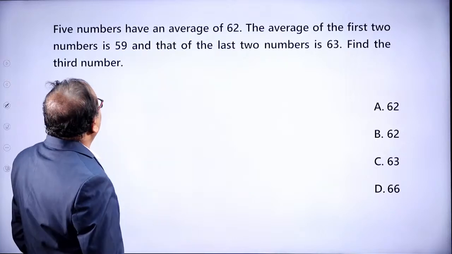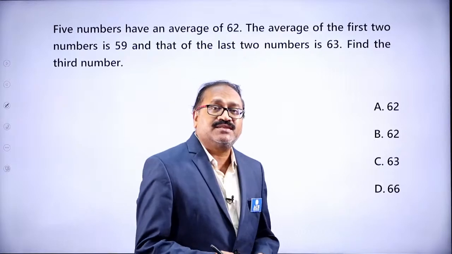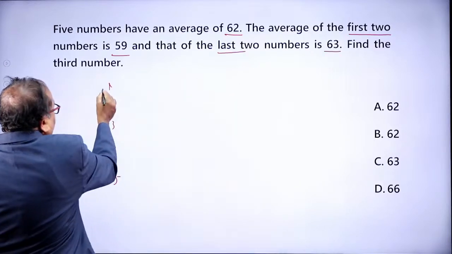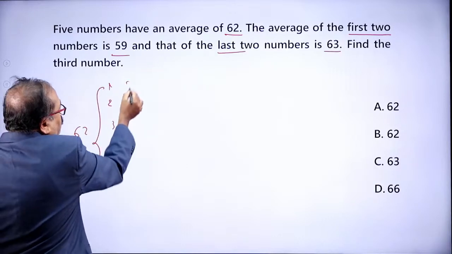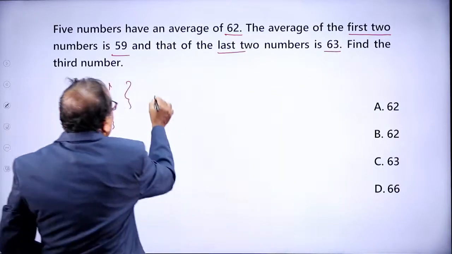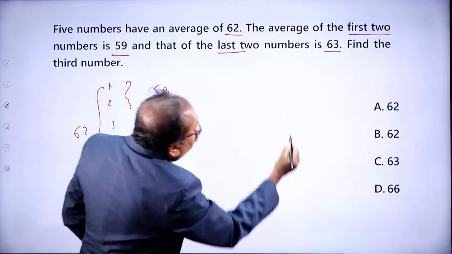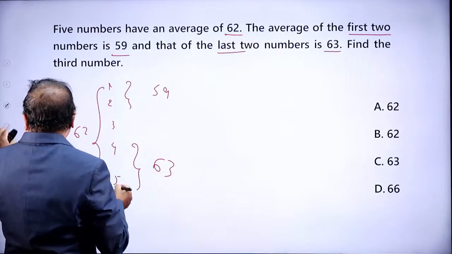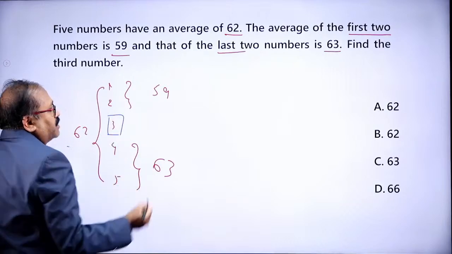Now here is a question, it is about the average. There are five numbers: first, second, third, fourth and fifth number. The average of the entire 5 numbers is already given to you, that is 62, and the average of the first 2 numbers is 59, and the average of the last 2 numbers is also given to you, and that is 63. And you are asked what is the third number. So this is what your question is. Find out the third number.